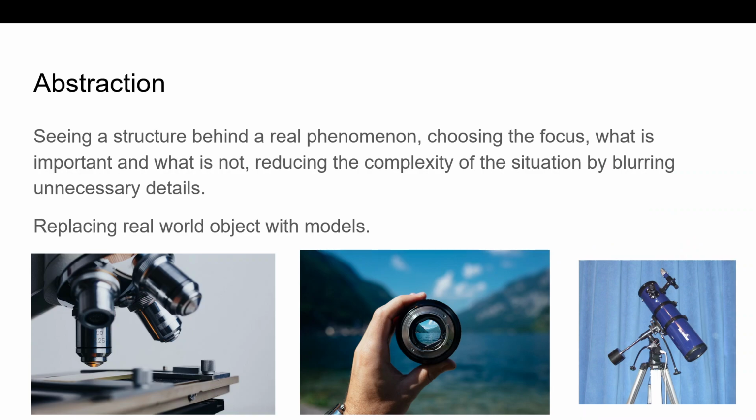Let's start with abstraction. Abstraction is the skill to see a structure behind a real phenomenon, choosing the focus basically. So to see what is important and what is not. So we want to reduce the complexity of a situation by actually blurring unnecessary details. So in essence, with this skill, we learn how to replace real-world objects with models.